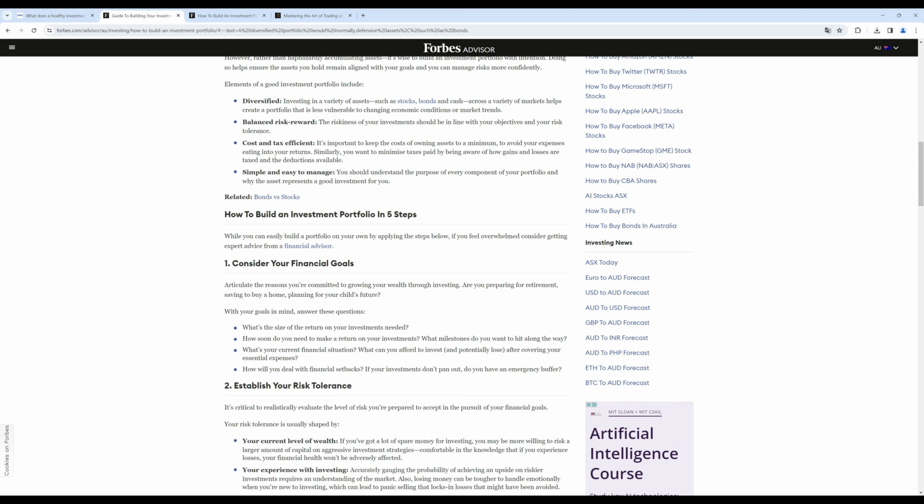So pretty much, define the financial goals. Articulate the purpose behind investing, considering returns needed, timelines, current financial standing, and plans for financial setbacks. Of course, for example, saving for retirement or purchasing a home within a specific time frame. We also want to consider asset risk tolerance, evaluating the comfort level with potential investment risk based on wealth, investing experience, and goal timelines.